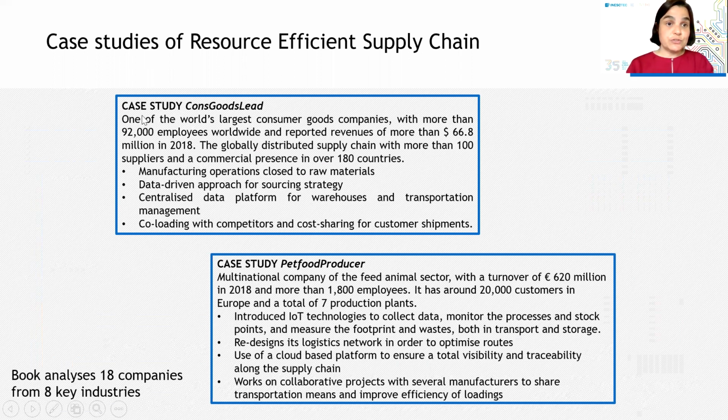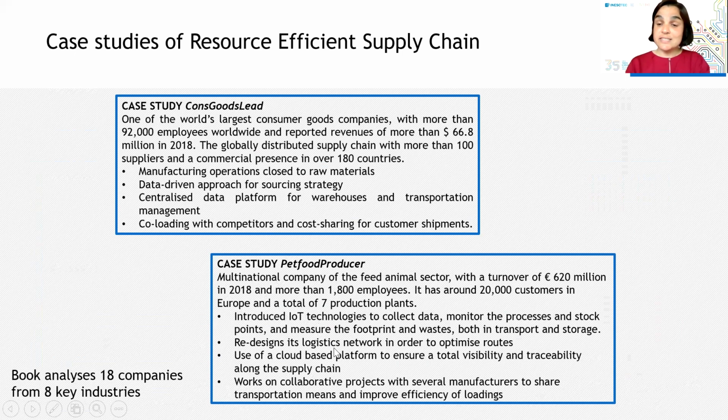For example, the first case study is one of the largest consumer good companies, and they locate their manufacturing operations close to raw materials. They have a data-driven approach for sourcing strategy, and they have a centralized data platform for warehouses and transportation management. Also, they do co-loading with the competitors to reduce the waste of logistics, and cost sharing also with the customer shipments. So in this practice, you can already observe some of the awareness and responsiveness that I was talking about before.